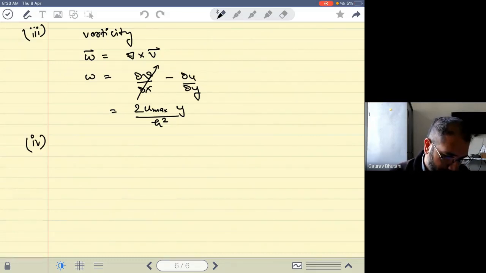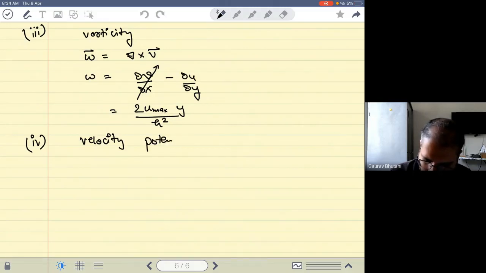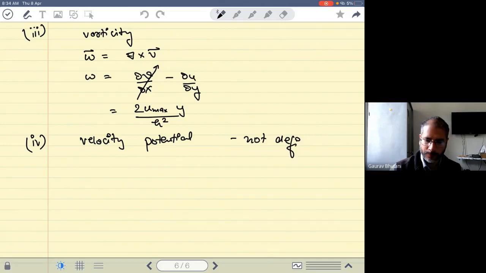The next part is find the velocity potential. Okay, so that's a trick question because velocity potential only exists if the flow is irrotational, but the flow in this case is rotational. So this is not defined. The curl of velocity is not zero, so we cannot define a velocity potential in this case.